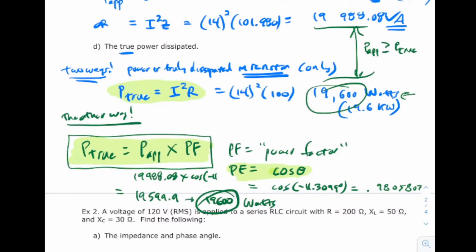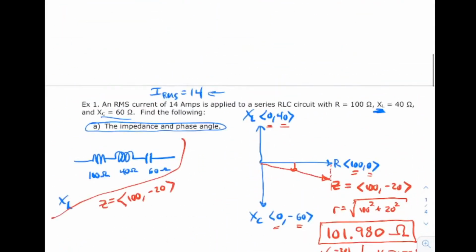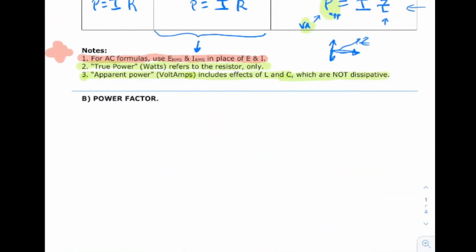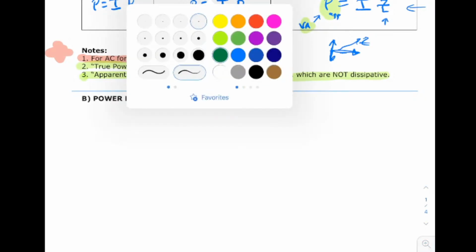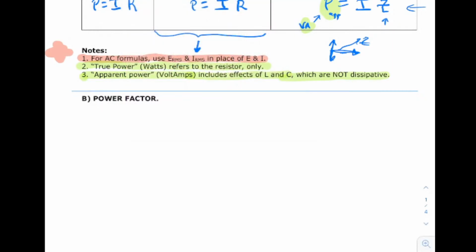Works like a charm. So what I want to do now is go back up to page 1 and finish where it said power factor. Now let's try to present this a little more formally here. How do you get a power factor? Let's get it in a purplish color. Okay. So remember that we get our Z.